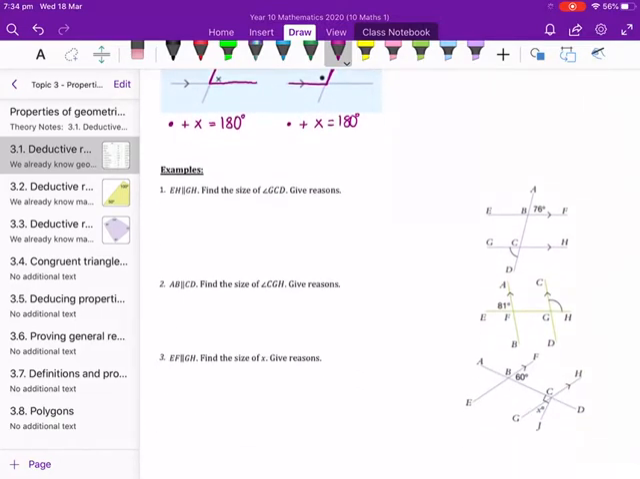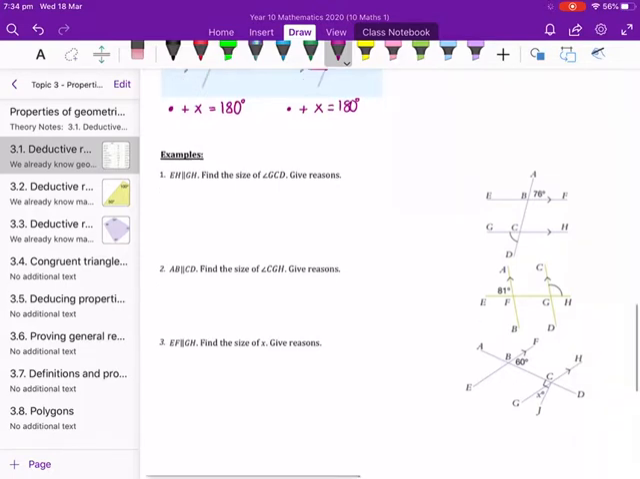We're going to move on to some examples now, and in our examples we are going to look at how to find the size of angles, okay, using parallel lines. For example 1, our question says EF is parallel to GH. So we want to find the size of angle GCD. So we are trying to find angle GCD, which is this angle here. Okay, we're trying to find this angle here.